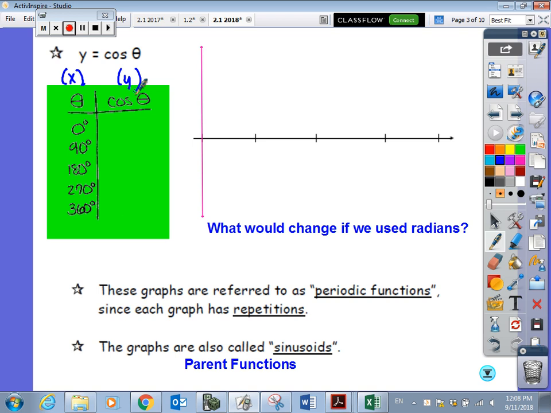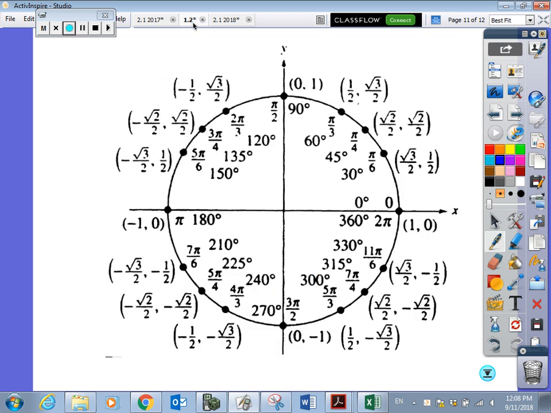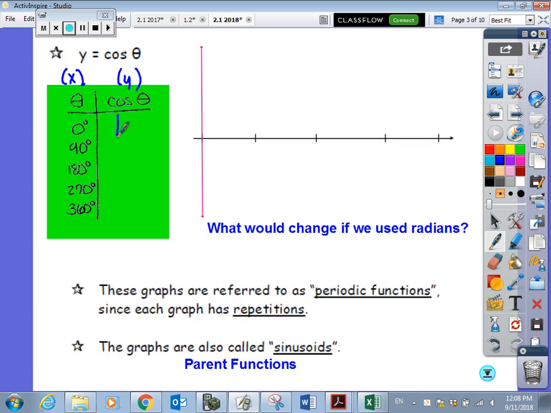All right, so cosine of 0 degrees, again, think about our unit circle. At 0 degrees, cosine is equal to 1. So 1, 90 degrees is 0. Cosine of 180, negative 1. Cosine of 270, 0. And 360 is 1.